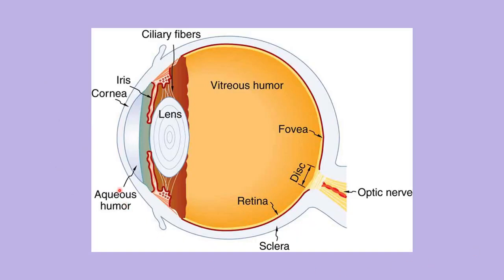And so in this picture, it's just showing the aqueous humor that's found in that anterior cavity, and then the posterior cavity back here behind the lens is filled with the vitreous humor.